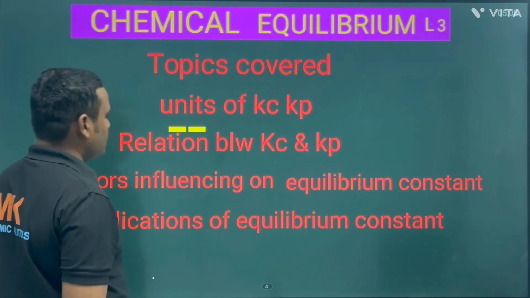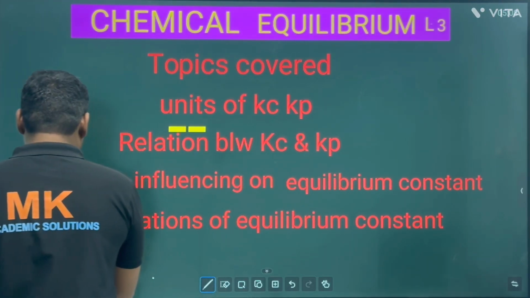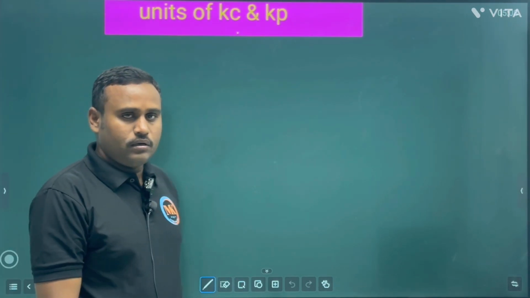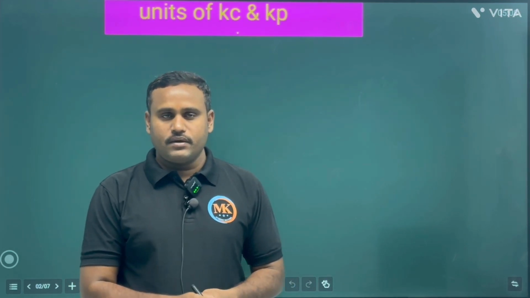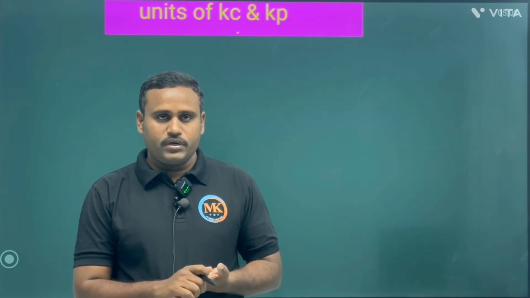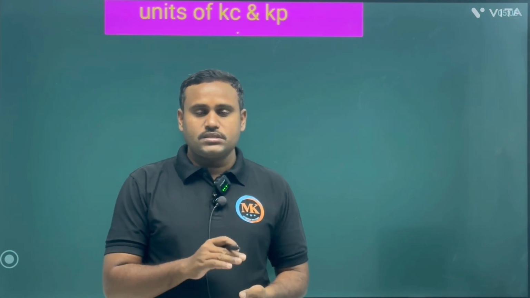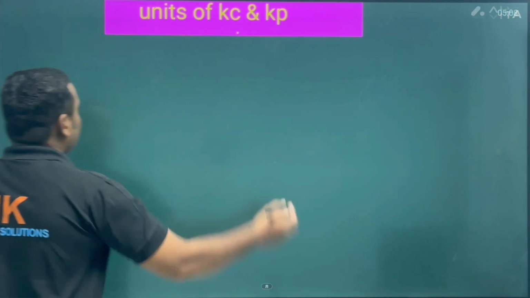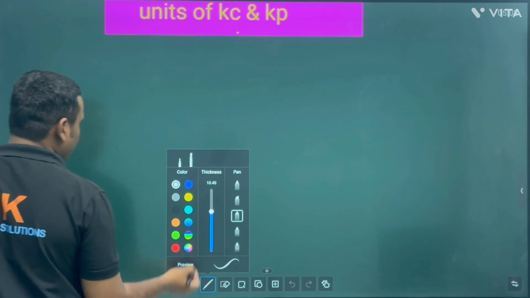So the first topic is the relation between units of Kc and Kp. We know what Kc and Kp are. It is the ratio of the rate constant of the forward reaction to the rate constant of the backward reaction, or it is the product of concentrations of products raised to their stoichiometric coefficients divided by the product of concentrations of reactants raised to their stoichiometric coefficients. Okay. So now let us take one hypothetical equation to derive the units of Kc and Kp.